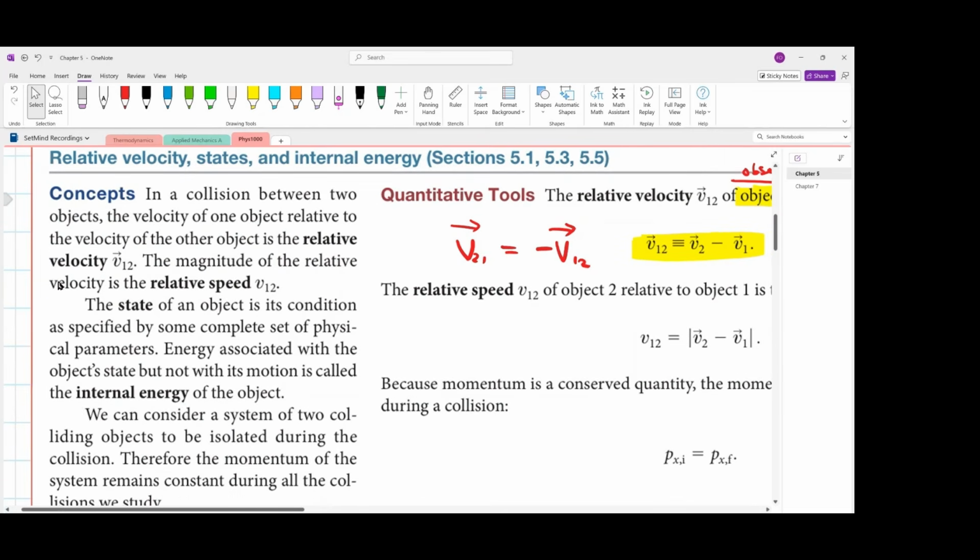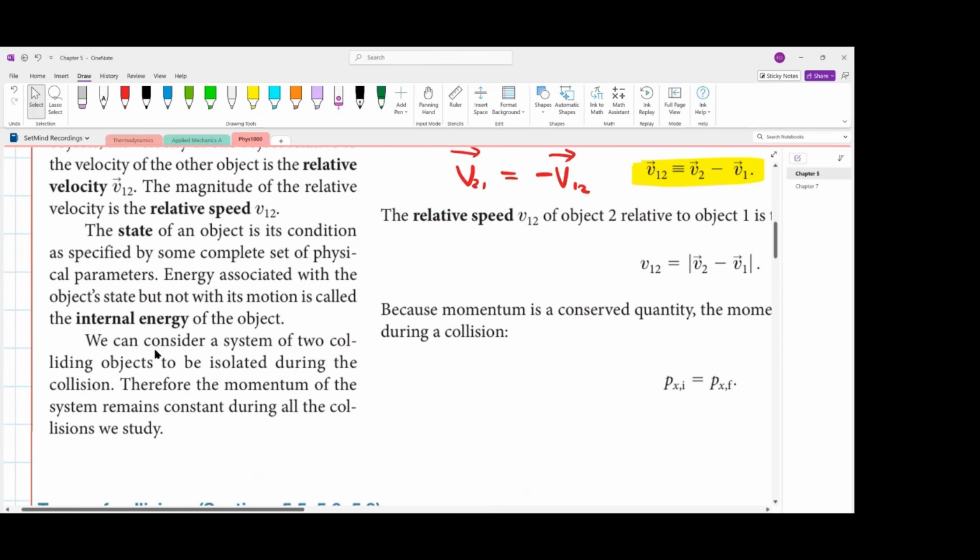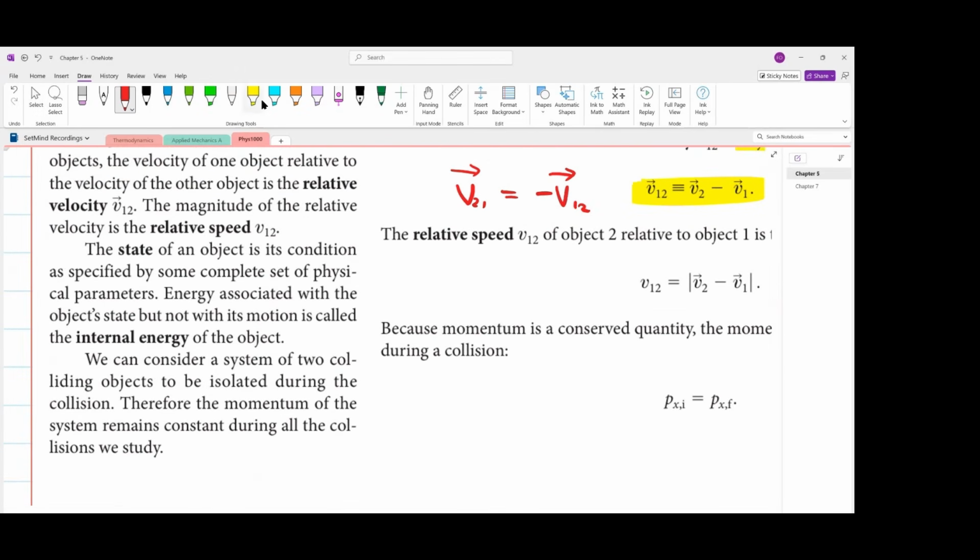Okay, and then some theory we can look at is this. In a collision between two objects, the velocity of one relative to the other is relative velocity, and the magnitude is relative speed. So we've already discussed this. And then there's something called the state of an object, which is just the condition as specified by some complete set of physical parameters. So state, just think of it as what physical parameters can I use to completely define this system or this object. And usually we use energy.